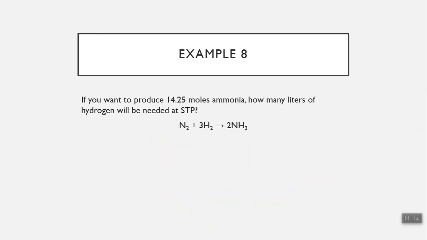So let's take a look at example 8. You want to produce 14.25 moles of ammonia. How many liters of hydrogen is needed at STP? So again, you're going to write down what you're given and what you're trying to find. Okay, and then we're going to bring up this picture. And where do we want to start in this picture? Are they giving us particles or grams or liters first? No, they're not, right? So we're going to go ahead and just cover that part up. And this is where we're starting.